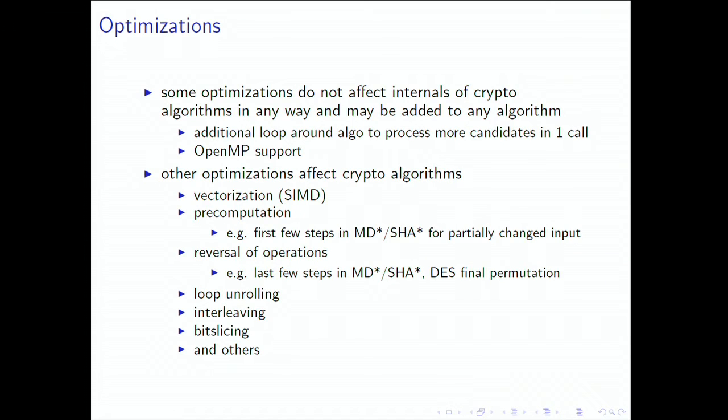Certain optimizations are not specific to the algorithms and do not touch them in any way, such as the support of OpenMP and the increase of the candidate package. Other optimizations interact tightly with the algorithms. Those kinds of optimizations include vectorization and the preliminary calculation of a certain part.